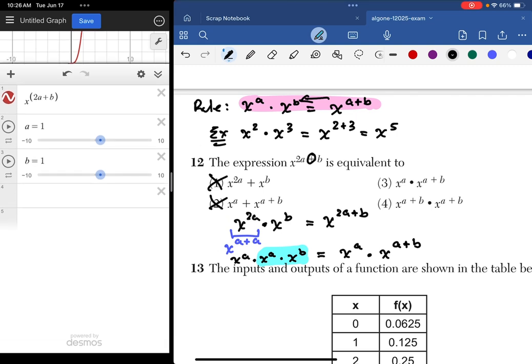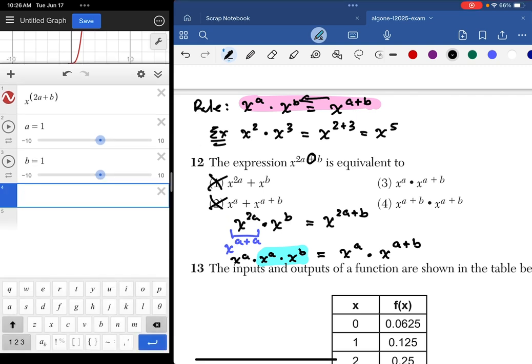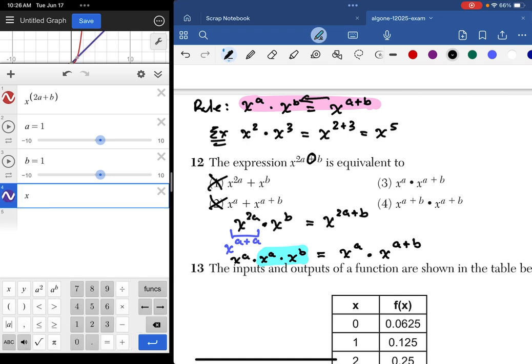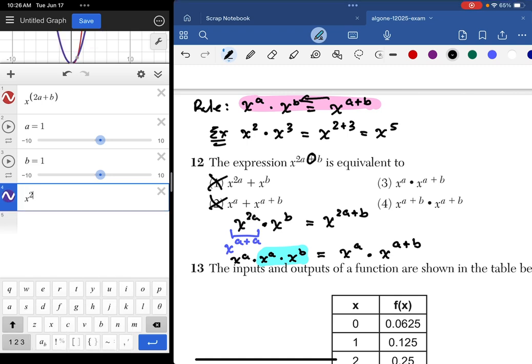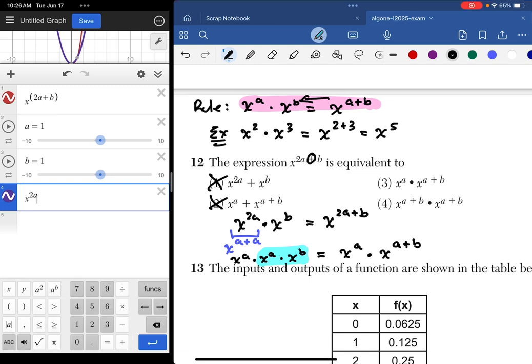And then what I can do, because I don't really need to see the graph, is I'll take a choice. I'll take that first choice, x raised to the 2a, plus x to the b.